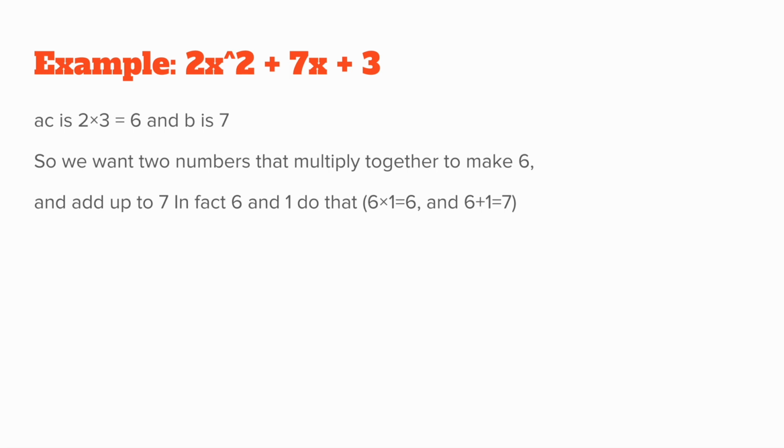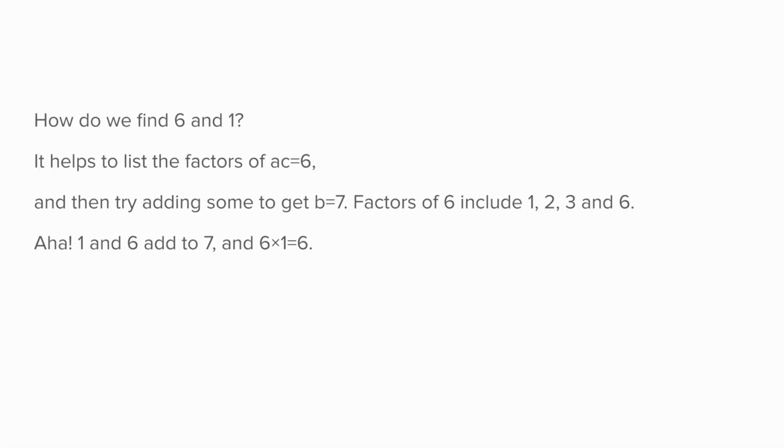So for example, when the equation is 2x squared plus 7x plus 3, ac is 2 times 3, which is 6, and b is 7. So we want two numbers that multiply together to make 6 and add up to 7. In fact, 6 and 1 do that: 6 times 1 equals 6, and 6 plus 1 equals 7. So how do we find 6 and 1?